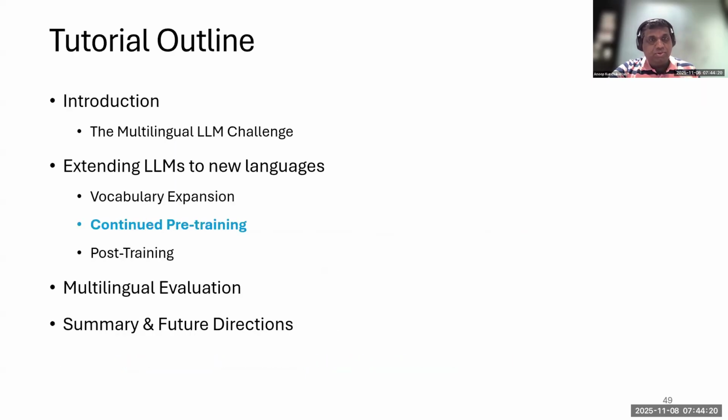So with that, we conclude this very important part about how we expand the vocabulary for an existing English-dominant LLM to account for new vocab items for new languages. We'll now move on to the next part, which is continued pre-training, and I'll hand it over to Safi for this.